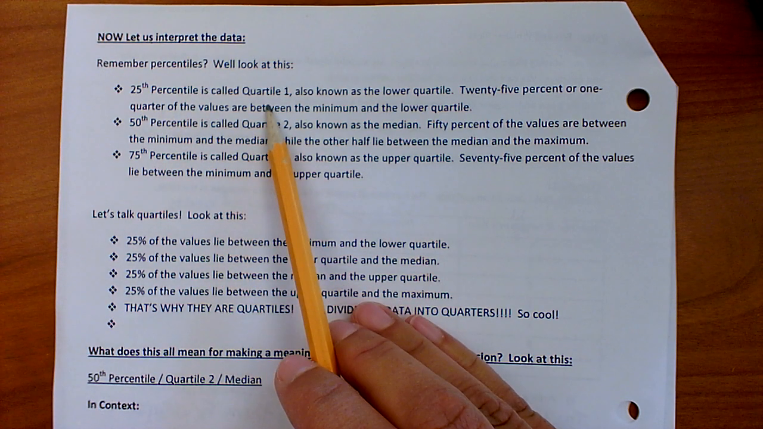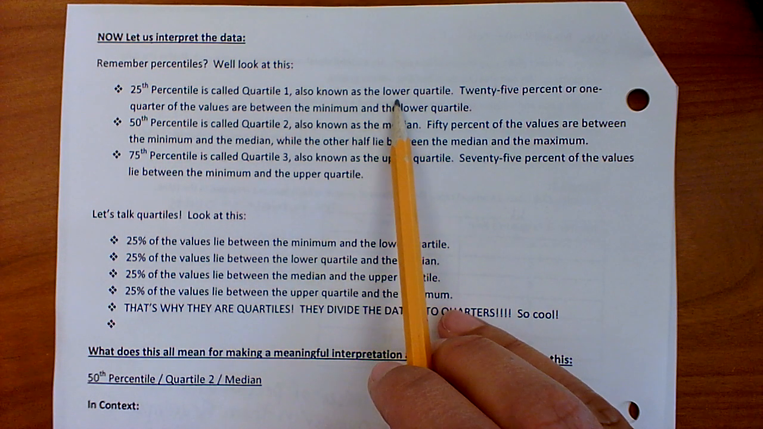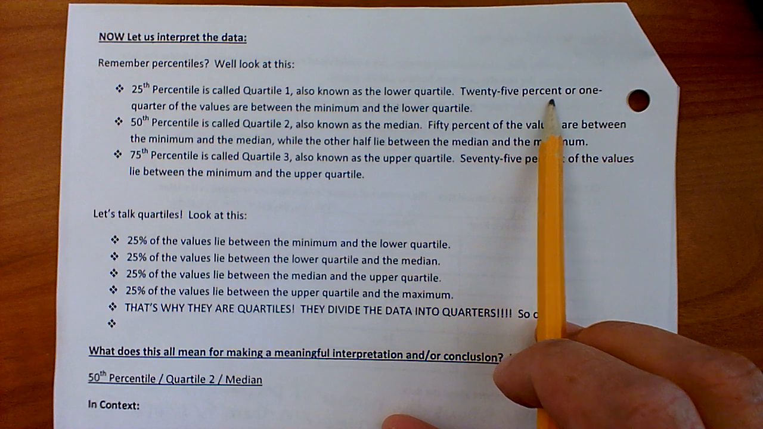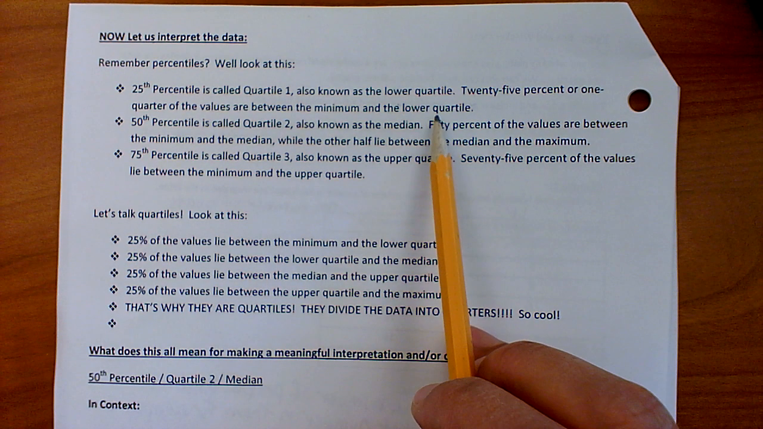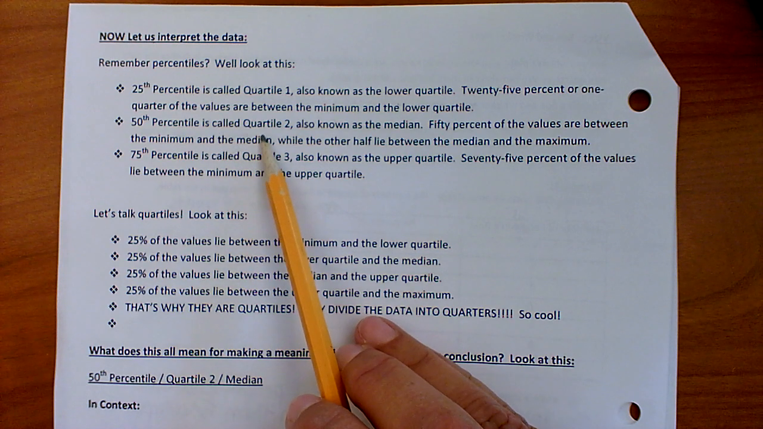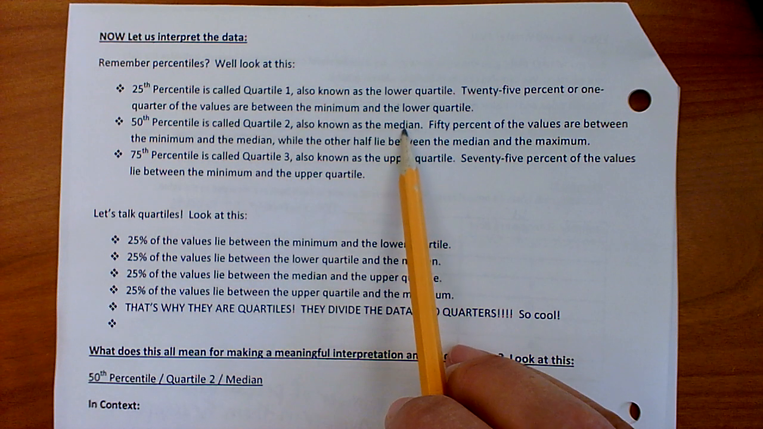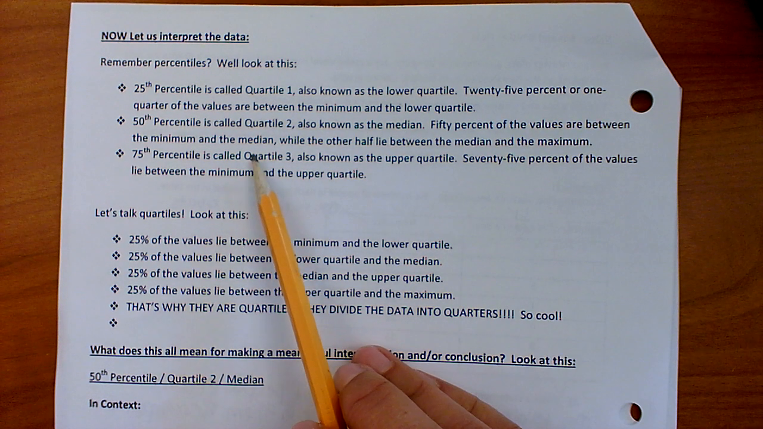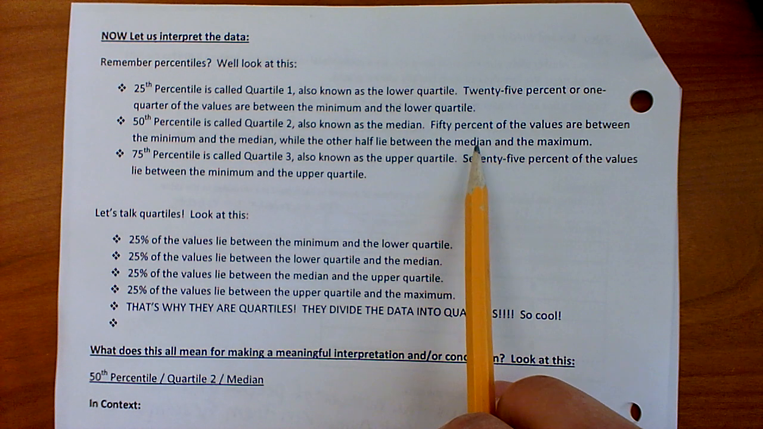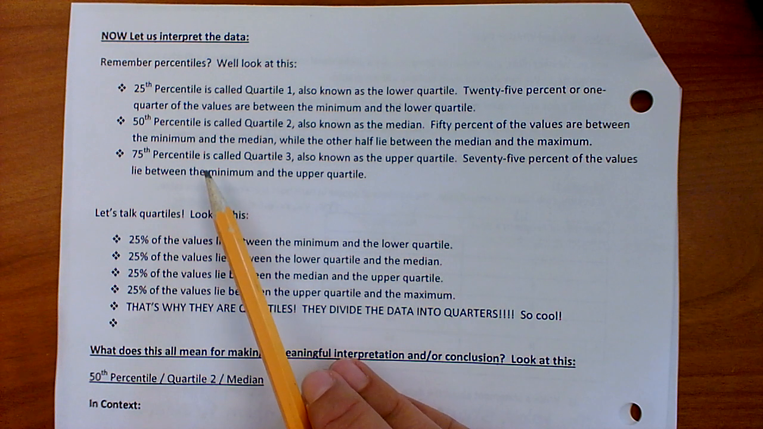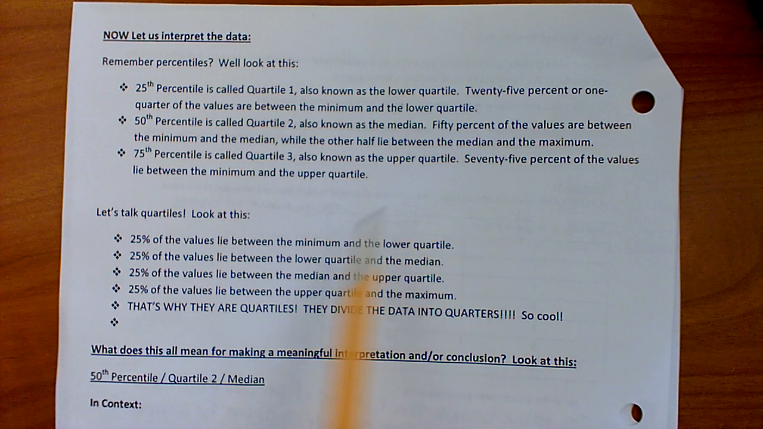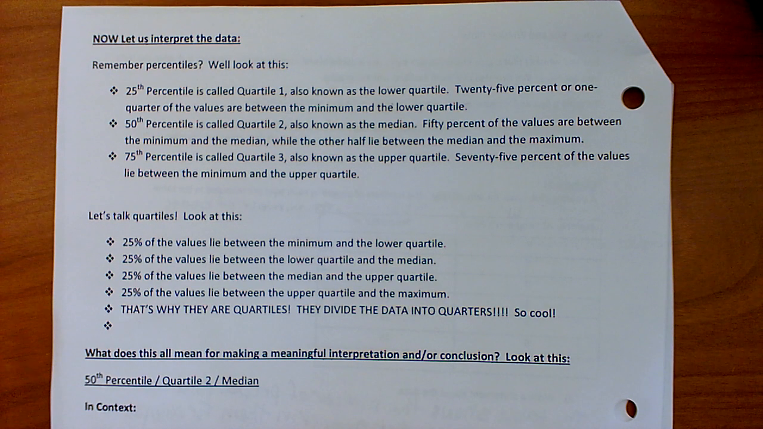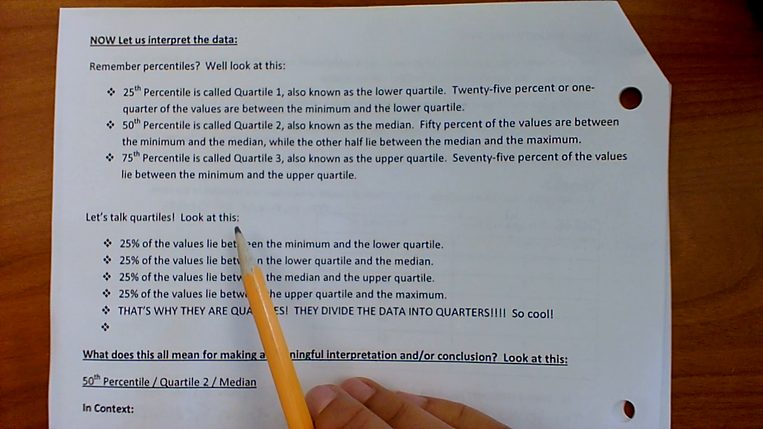So remember percentiles? Let's look at this. 25th percentile is called quartile 1, also known as the lower quartile. So that means 25% or 1/4 of the values are between the minimum and the lower quartile. The 50th percentile is called quartile 2, also known as the median. 50% of the values are between the minimum and the median, while the other half lie between the median and the maximum. The 75th percentile is called quartile 3, also known as the upper quartile. 75% of the values lie between the minimum and the upper quartile. Remember, same concept, there's just a few different names. So let's talk quartiles. Let's look at this.